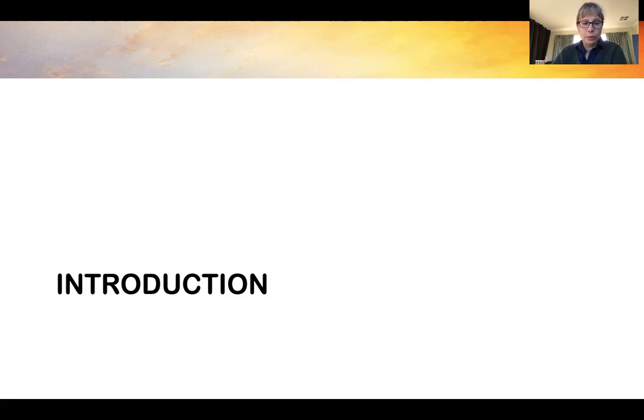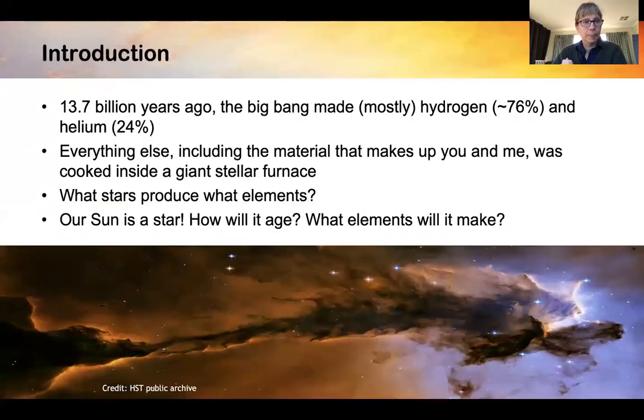So we'll look at the evolution and nucleosynthesis of AGB stars of varying mass, and that will lead us into lecture 2, which will be on the S process. Okay, so let's start. So, broad introduction.